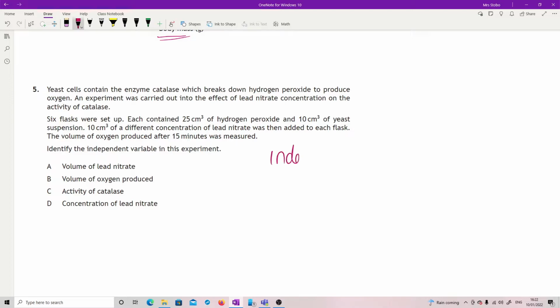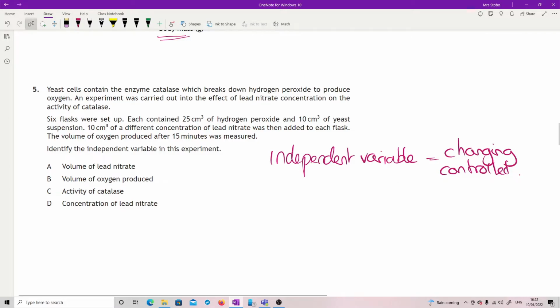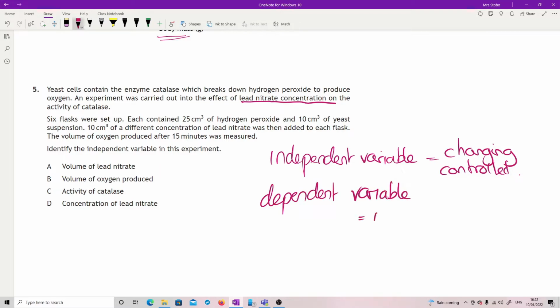Okay, so the independent variable is the one that you control and change. Okay, it is the changing but controlled. It is the thing that you're really doing the experiment on. So in this case we're looking at lead nitrate concentration, so that is our independent variable. Just to be absolutely clear, our dependent variable is the thing that you measure. Okay, so independent is the concentration of lead nitrate. This would be the dependent over here. Volume of oxygen.